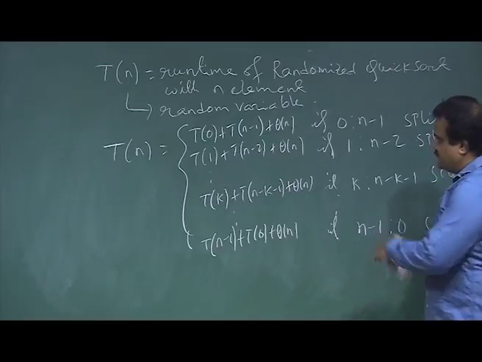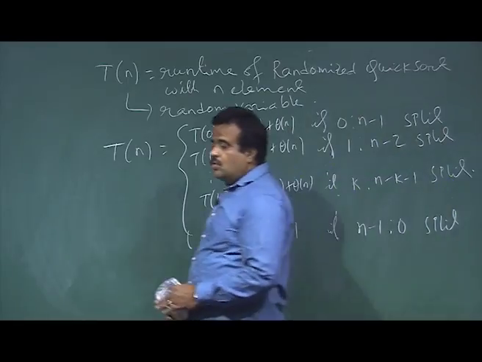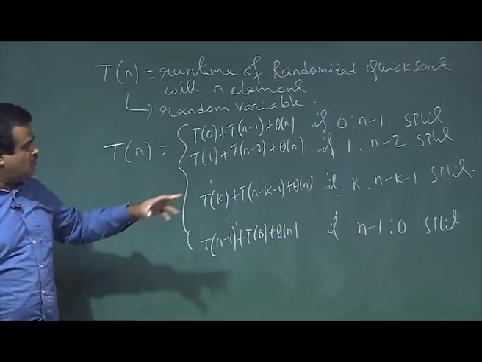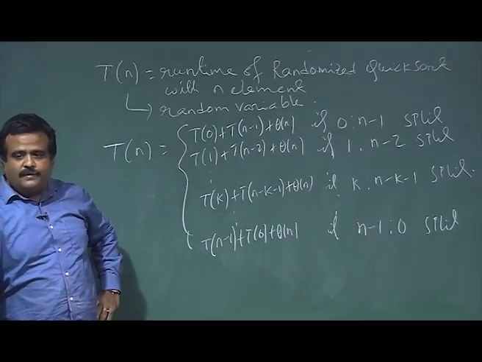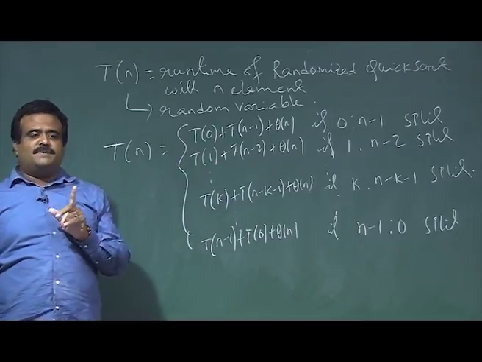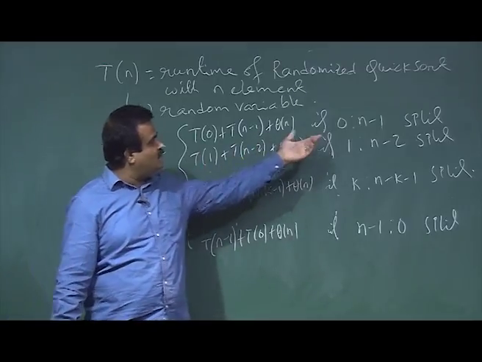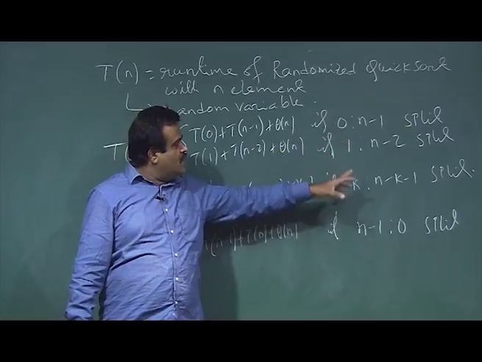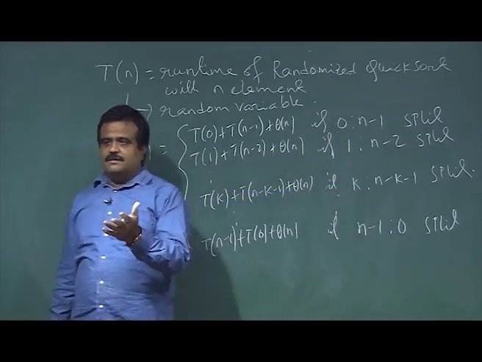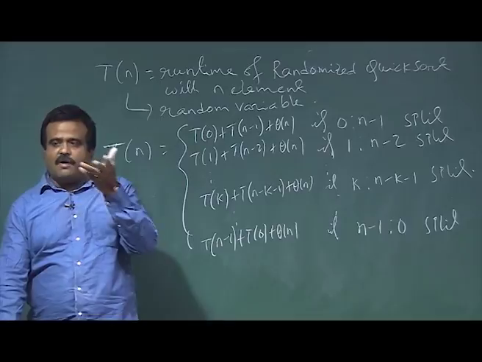So, Tn is in this functional form. We do not know which partition will occur, we do not know which split will occur, but we know one of the splits will occur, any one of these. If the random number is bad, then the split will be this. If the random number is very good, then the split will be half and half.